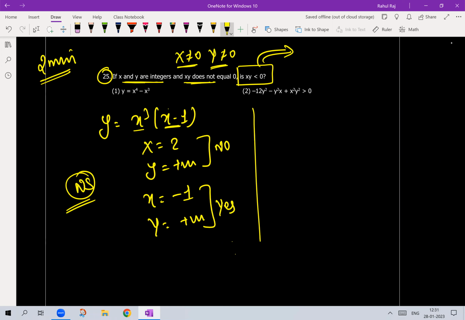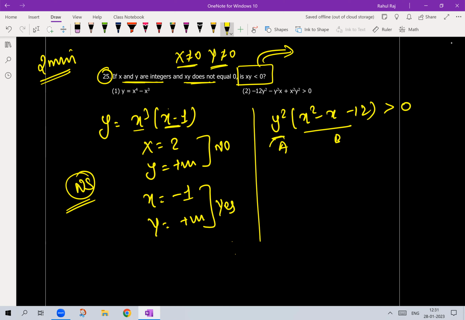Option number 2, you see, if I take y square common, will I get x square minus x minus 12 greater than 0? I know that y square, now it means AB is greater than 0. You know that A is 100% greater than 0 because y square is always positive for sure.